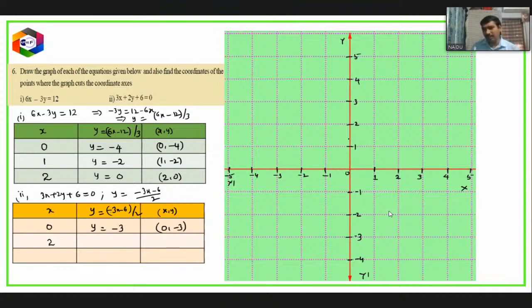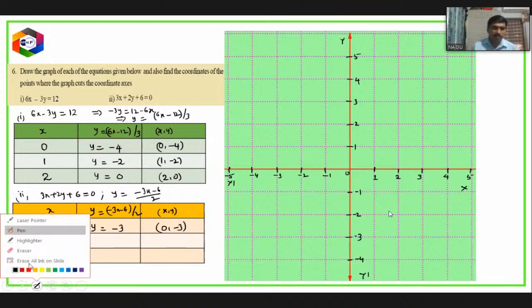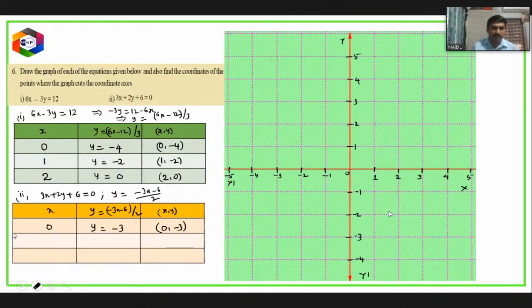Actually, in the negative direction of the y-axis we have taken only up to minus 4, so instead of taking positive values I am changing the points. Let us observe, if you take negative values you will get smaller values. So let us take x equals minus 2: minus 3 into minus 2 is plus 6, plus 6 minus 6 is 0, so the y value will be equal to 0. So this is minus 2 comma 0.